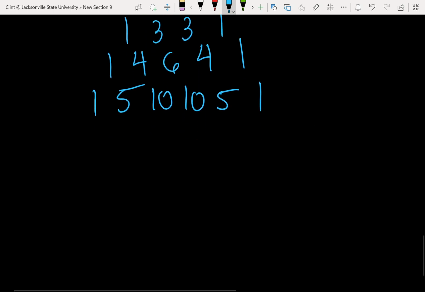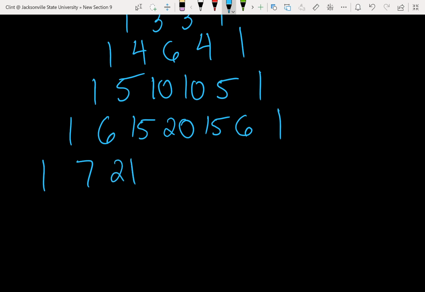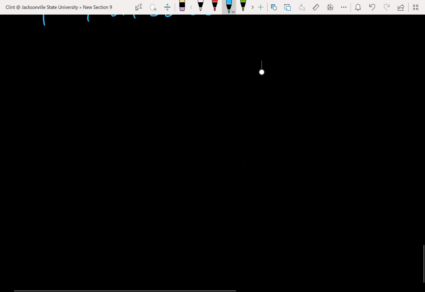Fifth power gets messy really quick. Sixth power, so seventh power coefficients. Ugly. You don't have to know Pascal's triangle. Okay.